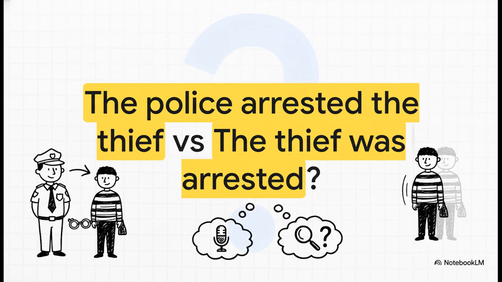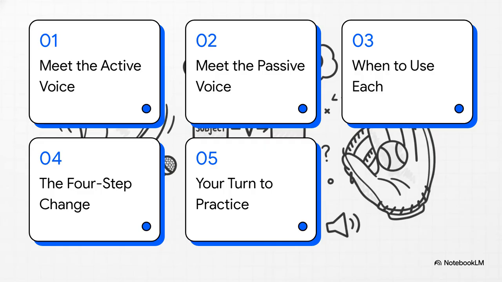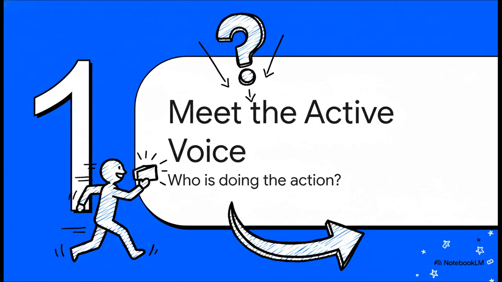So, let's dive in. Here's a quick look at our game plan for today. We'll start by meeting the active voice, and then its counterpart, the passive voice. We'll figure out exactly when to use each one. I'll show you a super simple 4-step trick to change between them. And then it's your turn to practice. It's going to be great. Okay, let's jump right in.